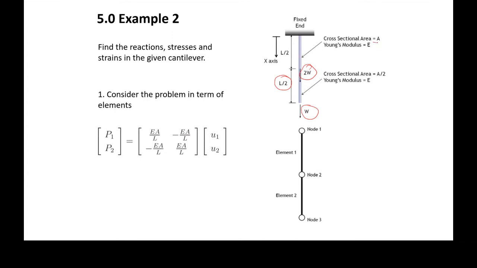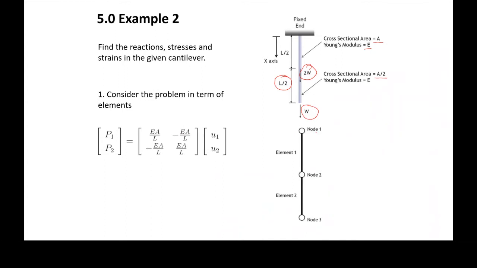This cross section is A. The elasticity modulus is E. After the half span, after the first half of the span, the cross section would change to A over 2. Now we want to use the finite element method to solve this problem. We are going to follow exactly the same steps we did last week, but as you notice here, we have a load in the mid span, so we cannot work with one element. We need to have multiple elements.